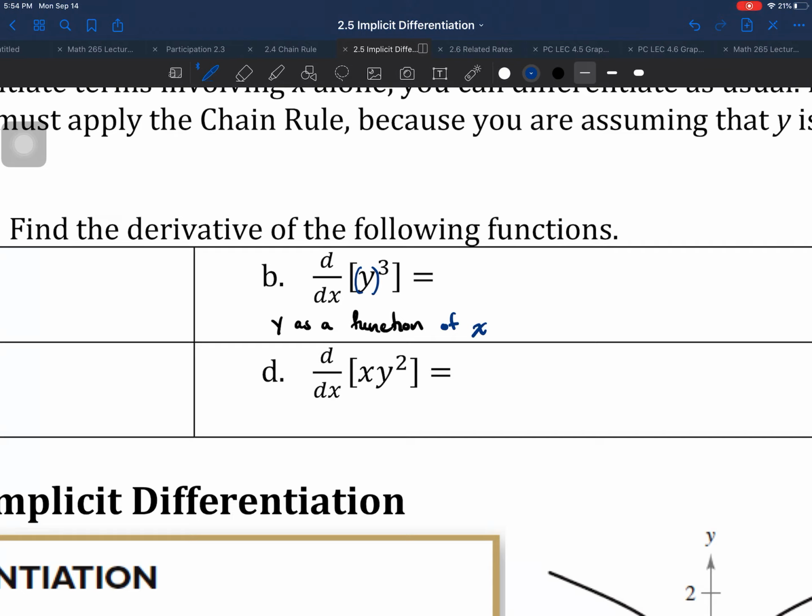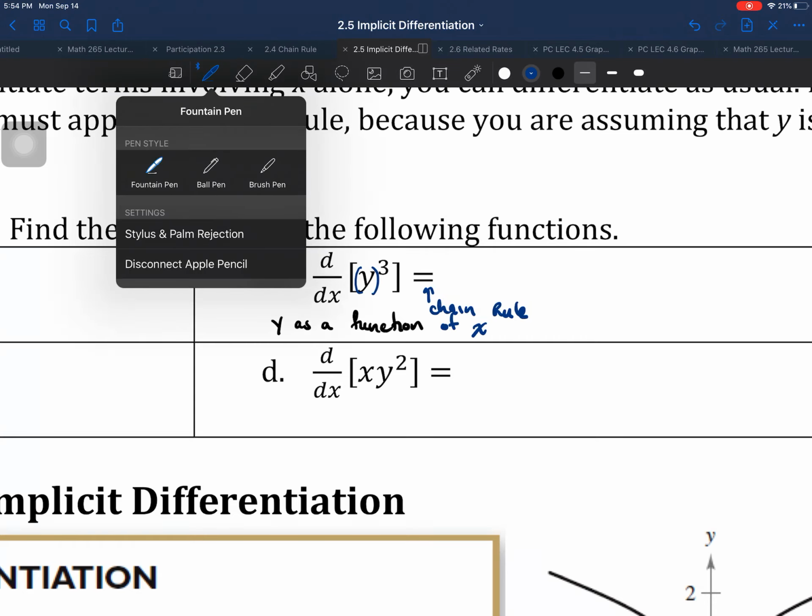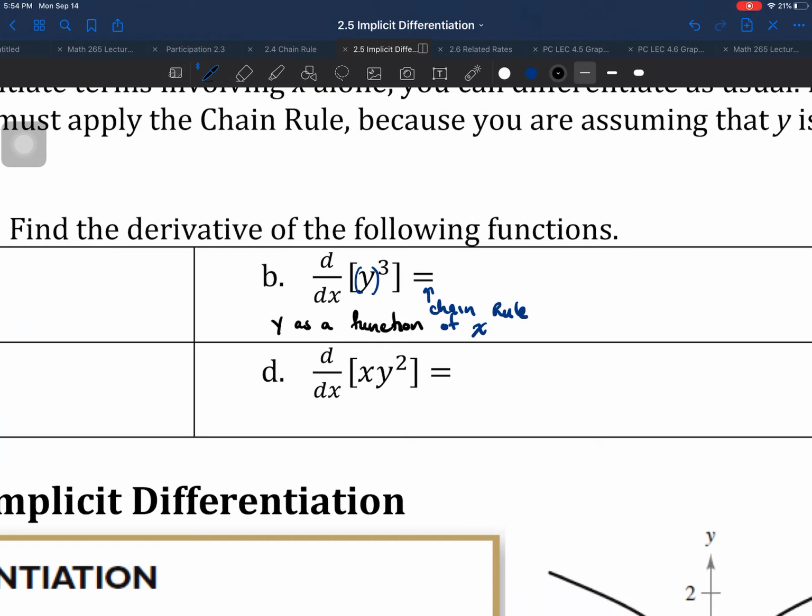So what are we going to use? We're going to use chain rule. So how do we do chain rule? Well, in this case, it's going to be the general power rule. So let's try that. The derivative of this says that we take the derivative of the outside function, which is the power form. So it will be 3.